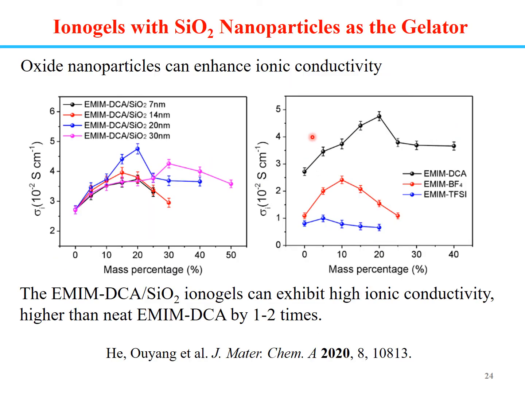Then we consider other materials as the gelator. We consider oxide nanoparticles because oxide nanoparticles can enhance the ionic conductivity. When we use silicon oxide nanoparticles as gelators, we observe an improvement in the ionic conductivities by 1 to 2 times. The ionic conductivity of the ionogel depends on the loading. Also, the size of the silicon oxide nanoparticles.